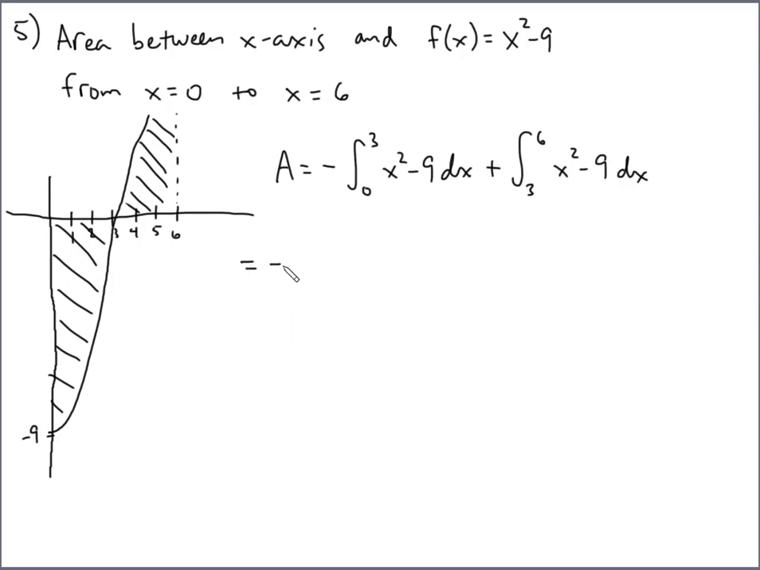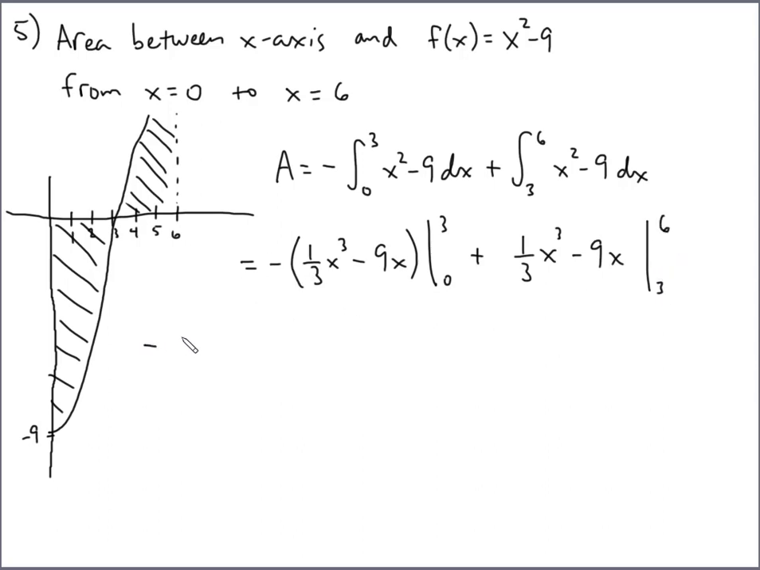Okay, so for the first part we get negative. That one's going to be 1/3 x cubed minus 9x. We're subtracting the whole thing there, evaluated from 0 to 3. And then for the second part, same antiderivative, we'll get 1/3 x cubed minus 9x. This one is now evaluated from 3 to 6.